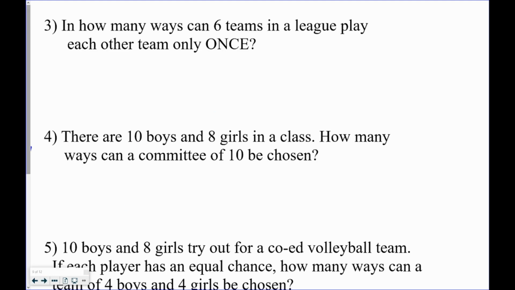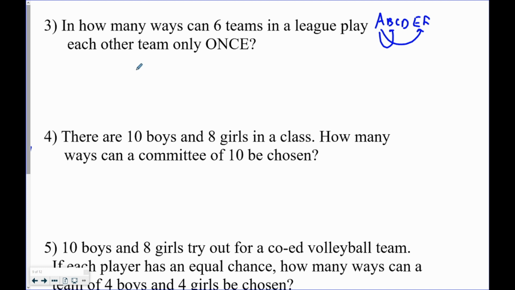In how many ways can 6 teams in a league play each other team only once? So they can only play each other once. The order they play in doesn't matter, right? So you got teams A, B, C, D, E, F. Doesn't matter if A plays F first or if A plays B first, or if B plays A, right? Or if F plays A, that's the same thing as A playing F. So this is not a permutation, it's a combination.